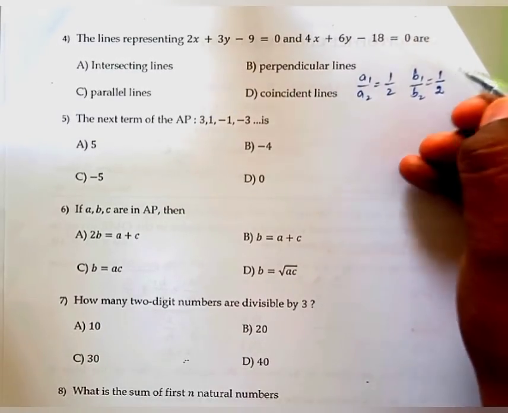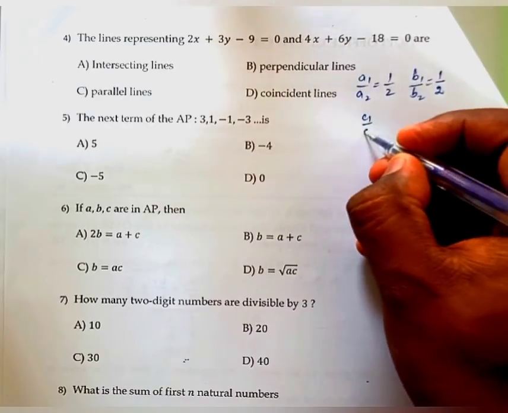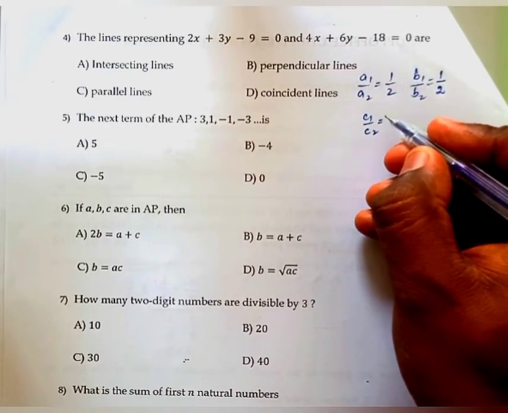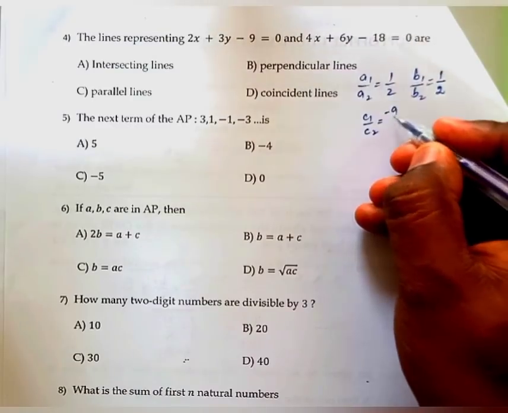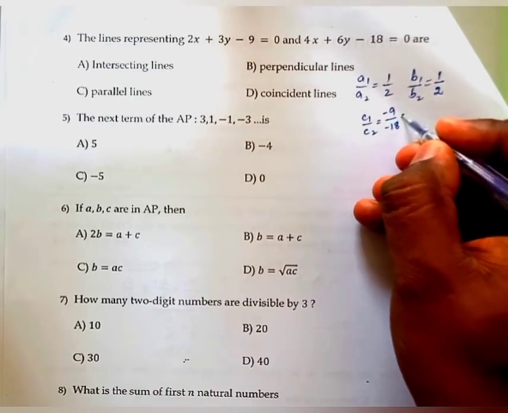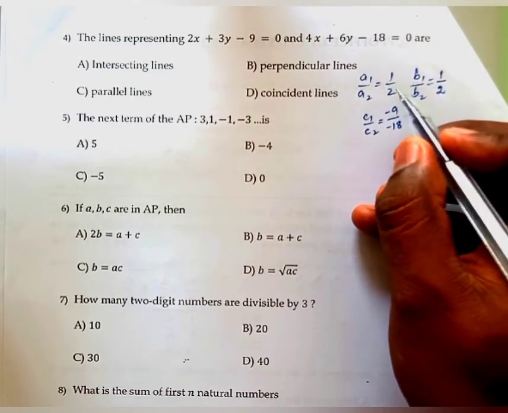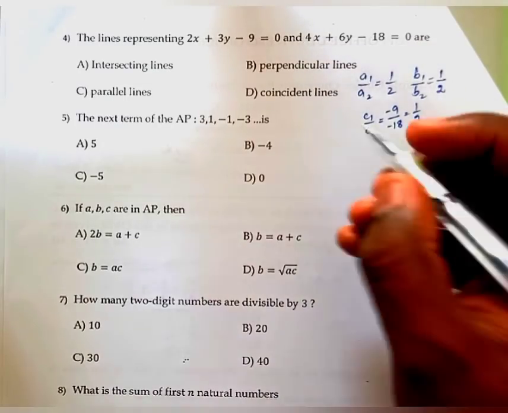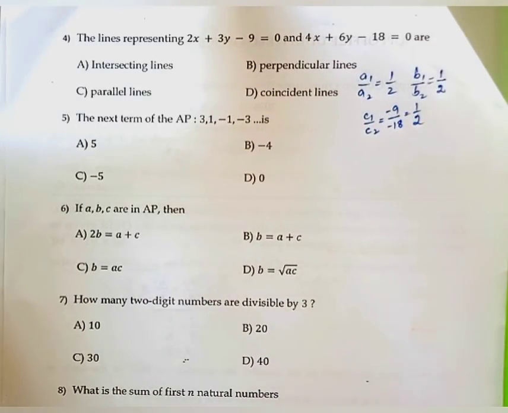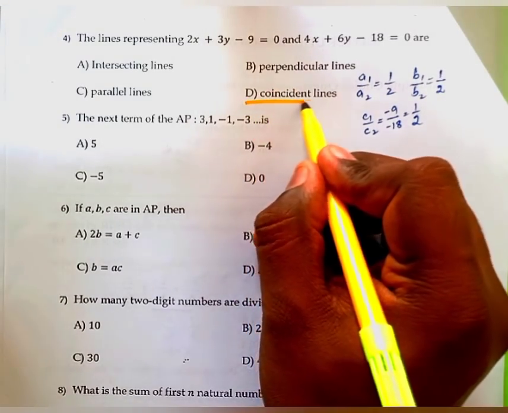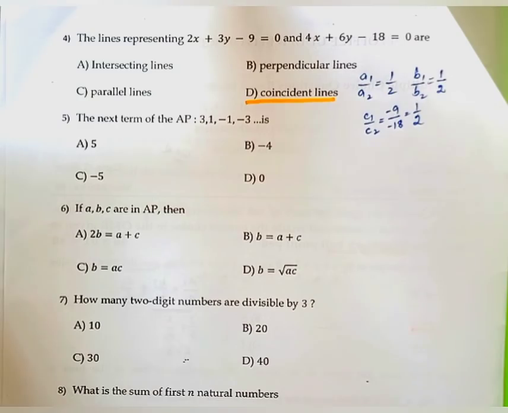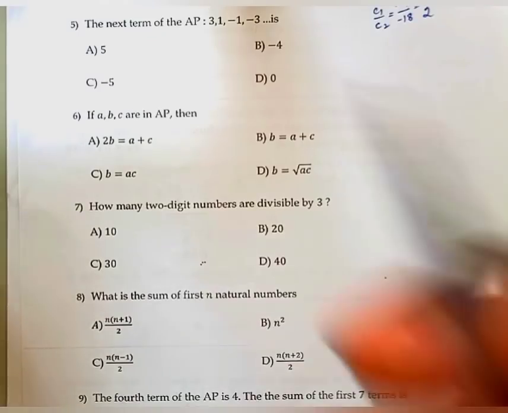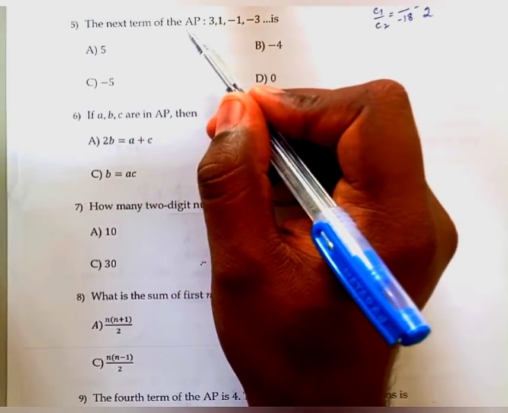In the same way, c1 by c2 is what? Minus 9 by minus 18, we get ratio 1 by 2. Therefore, a1 by a2 is equal to b1 by b2 equals c1 by c2. That means the lines are coincident. Therefore, the correct answer is option D. Since all the ratios are equal, the lines are coincident.